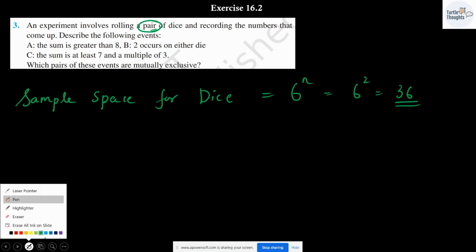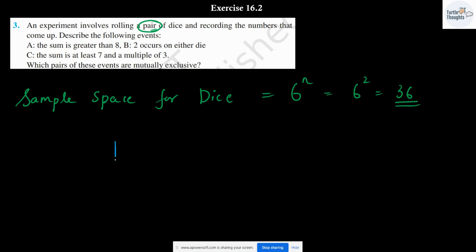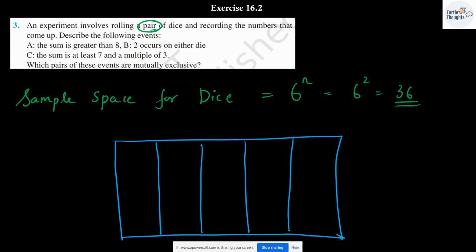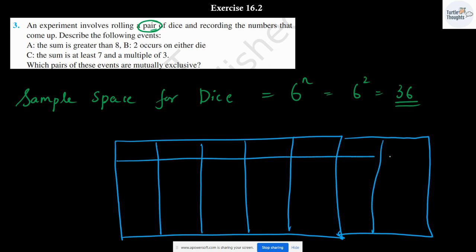Now, what are these sets? For that, I need to write a table this way. I think you are familiar with this table. Let me write this once more: 1, 2, 3, 4, 5, and 6. Here also 1, 2, 3, 4, 5, and 6.